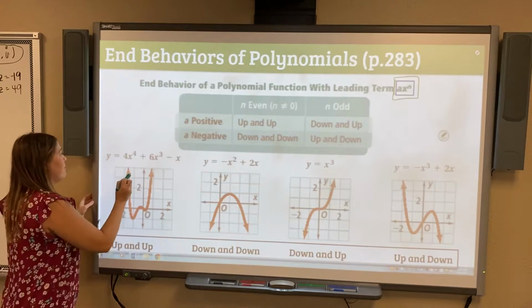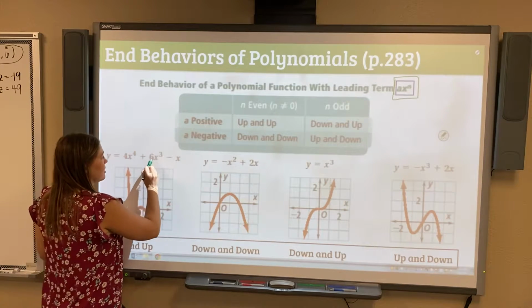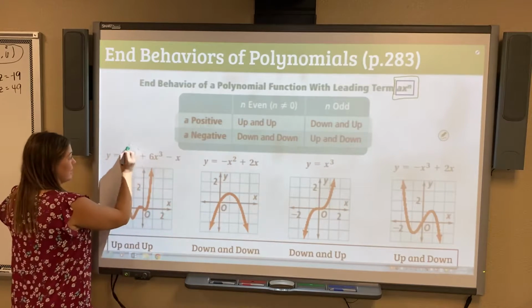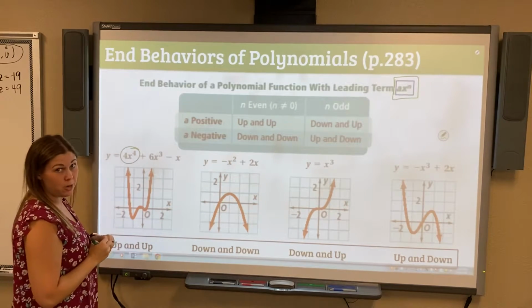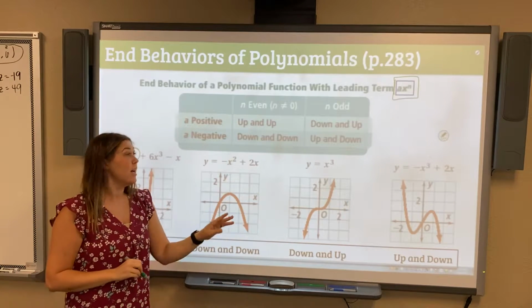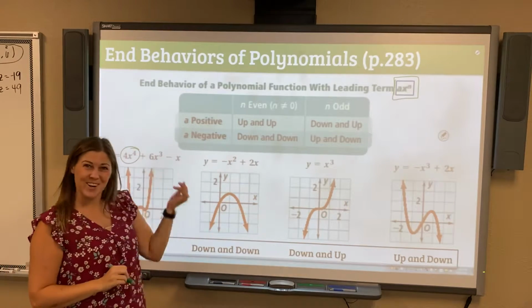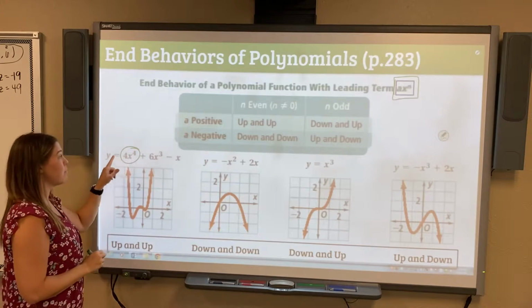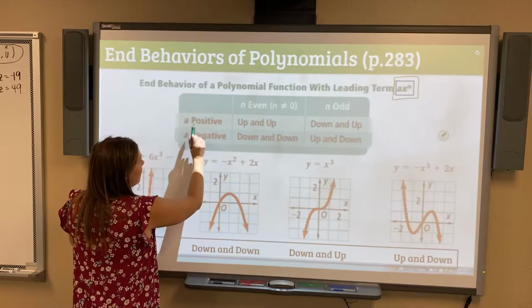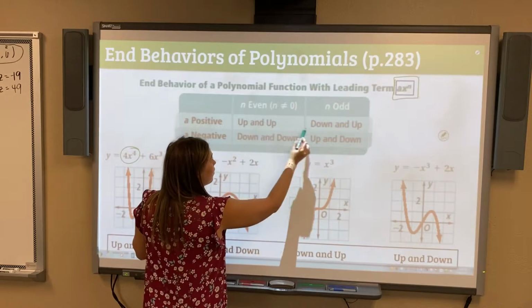So here we have 4x to the fourth plus 6x cubed minus x. We don't really care about the second part. All we care about is this leading term, which is 4x to the fourth power. So our 4 is our a, our other 4 is our n. So 4 is a positive number. So since our a is positive, it's either going to be up and up or down and up.